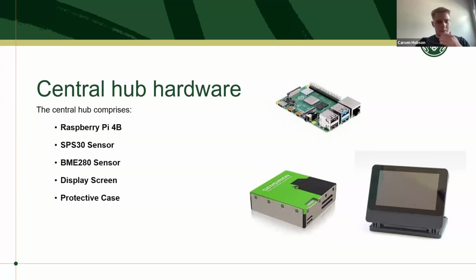Yeah, so the central hub is made up of a Raspberry Pi 4B with the SPS 30 sensor, BME 280 sensor, the display screen, which is shown on the bottom right, and then a protective case, which is a fairly robust case.